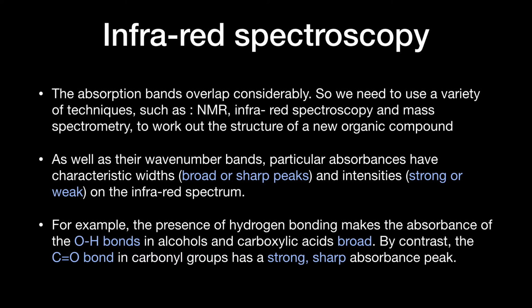The absorption bands overlap considerably, so we need to use a variety of techniques such as NMR, infrared spectroscopy, and mass spectrometry to work out the structure of a new organic compound. As well as their wave number bands, particular absorbances have characteristic widths such as broad or sharp peaks, and intensity such as strong or weak on the infrared spectrum. For example, the presence of hydrogen bonding makes the absorbance of OH bonds in alcohol and carboxylic acid broad. By contrast, the C=O double bond in the carbonyl group has a strong, sharp absorbance peak.